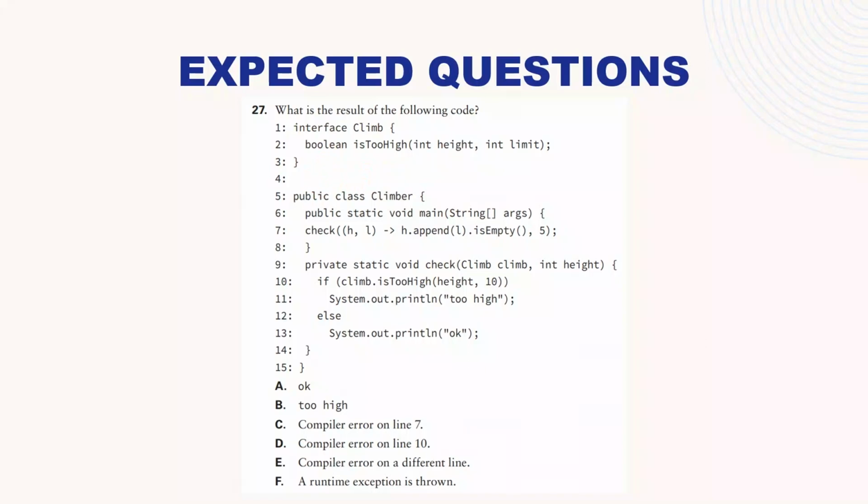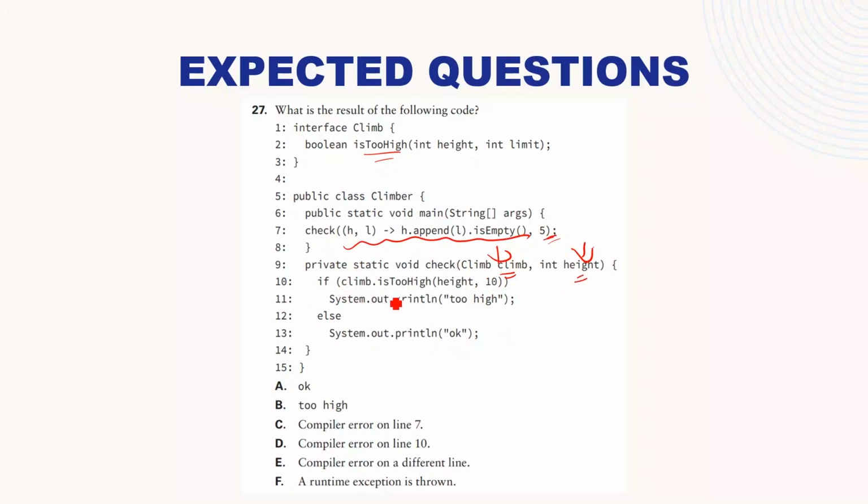And then we have this: public class Climber, public static void main(String[] args), and then we call the check method. We are passing in the implementation of this method, and dot is empty, and then we are passing in the limit, which is 5. I think that is the parameter. And no, this is the parameter for the check method, which is the height. Okay, this is the implementation that we are passing. This implementation we are passing for this parameter, and this 5 we are passing for this height.